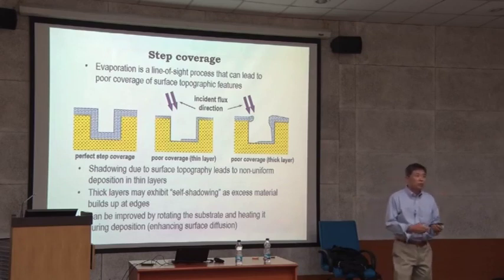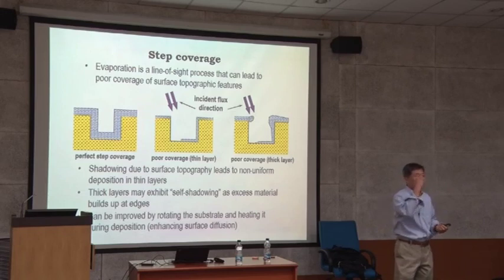For example, you want to deposit on cutting tools, like, you know, a drill bit. You know the drill bits? The drill bit is a very complicated structure. For uniform coverage of a drill bit, if you just deposit in one direction, you can have a shadow effect. You don't deposit on the other side. So in order to do that, you have to grow at very high pressure, like a CVD process.